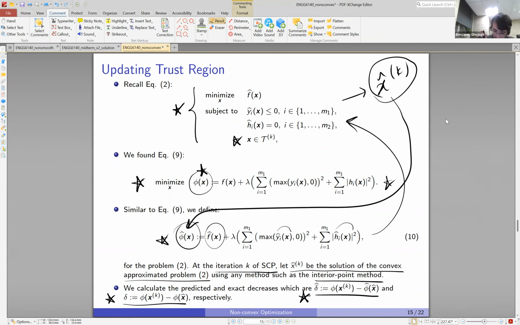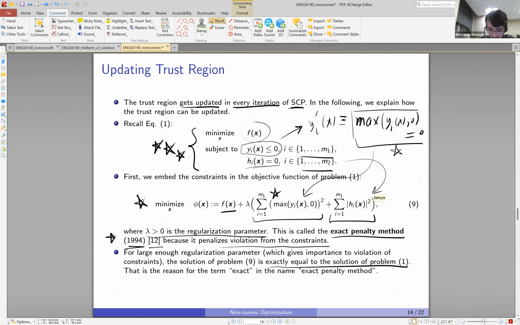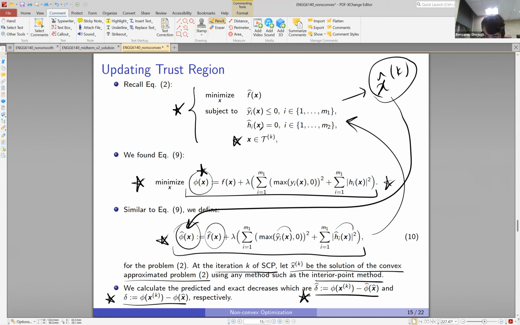So we have this function phi of x. What is this? It's just a regularized cost function of the actual problem, which is a non-convex optimization problem. We also have the phi version for the convex approximation of the functions. So we have f hat, y hat, and x hat, and let it be denoted by phi hat of x.